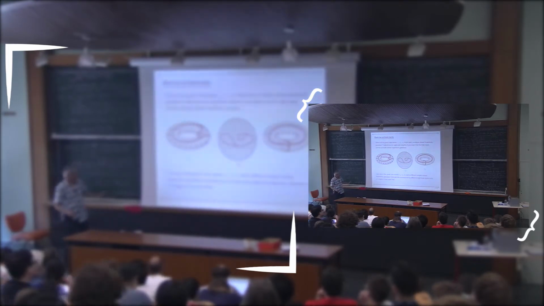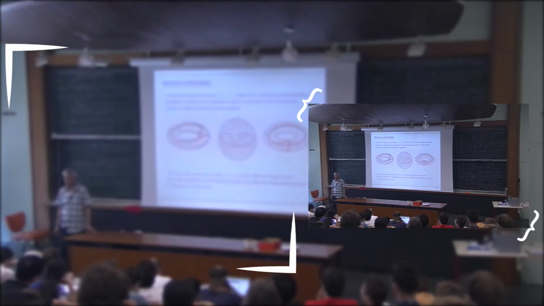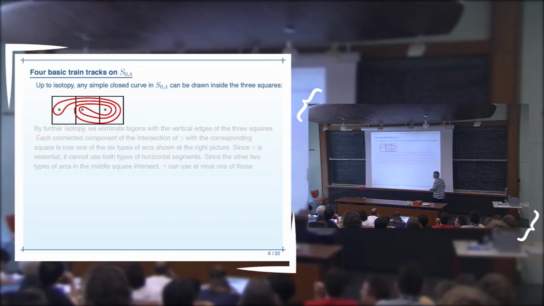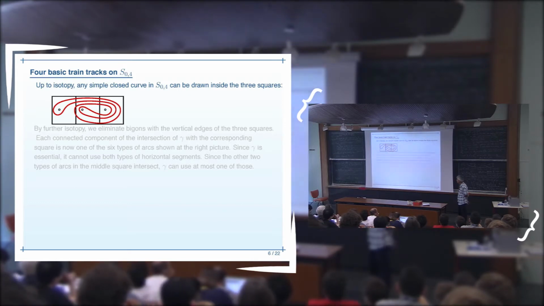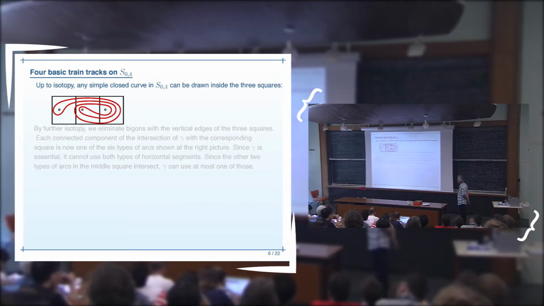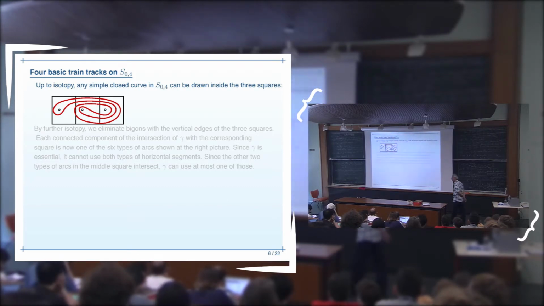Well, first, I cannot give a mini course on train tracks in 7.5 minutes. But still, I will try to convince you that in this particular example, things are not bad. So first, following Farb and Margalit, I claim that any simple closed curve on a 4-punctured sphere can be encoded by one of the 4 basic train tracks. I'm not saying uniquely. We'll see what is the source of non-uniqueness.